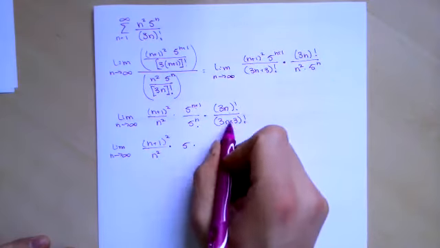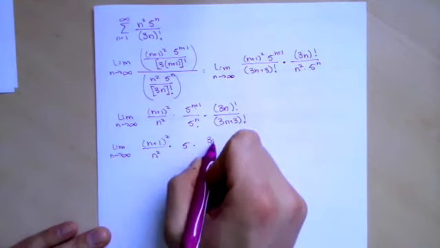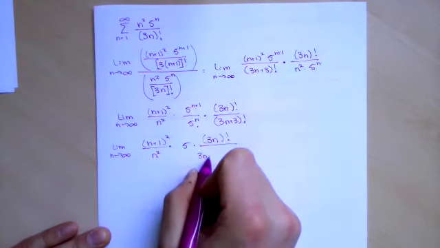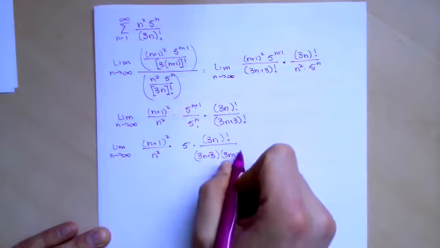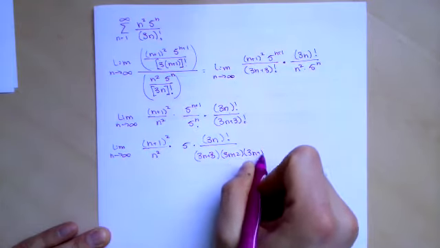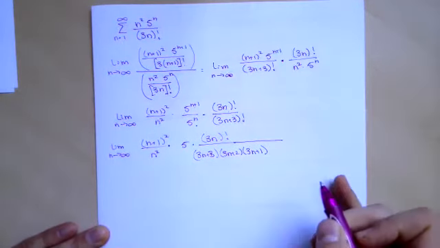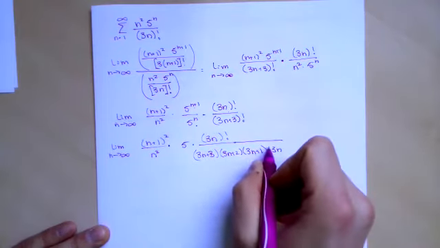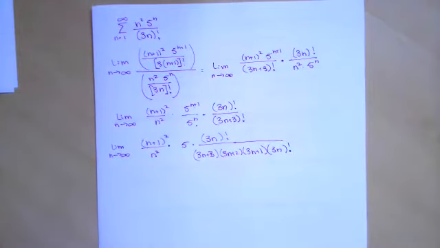And then what's going on with this guy? Factorials are the tricky ones. Always start with the biggest one and work your way down. So this is 3n plus 3, 3n plus 2 times 3n plus 1. And then what's coming next on the denominator? It would be 3n times 3n minus 1 times 3n minus 2. In other words, just another 3n factorial.